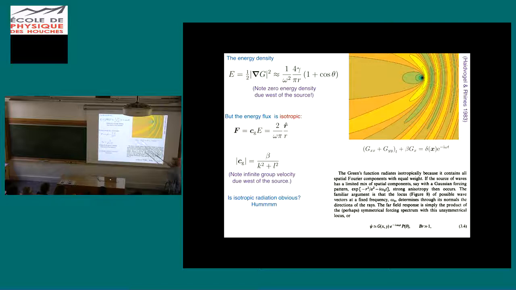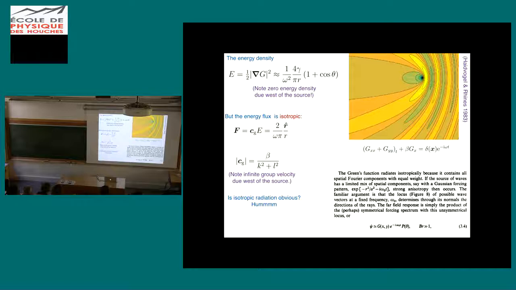But now when you calculate the energy flux, you multiply the group velocity by the energy density. Remember, the group velocity for waves at wave number 0 is infinite, and that cancels the 0 there and gives you a completely isotropic, radially outwards energy flux. Bizarre thing, really. Is it intuitive to you? It wasn't to me, but Peter Rhines thought it was intuitive.